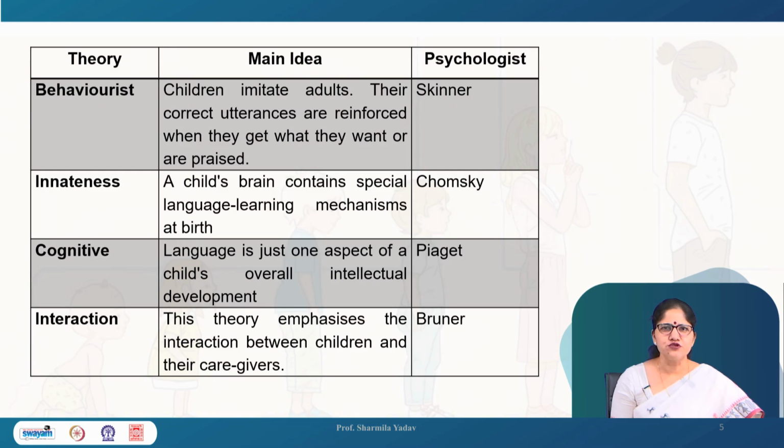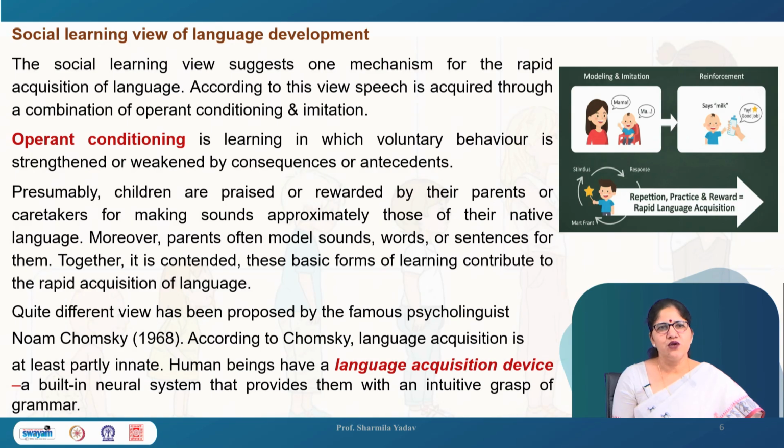Innateness was proposed by Chomsky, and he said a child's brain contains special language learning mechanisms at the time of birth. Cognitive theorists said language is just one aspect of a child's overall intellectual development, and Piaget proposed this theory. Interactionist Bruner, this theory emphasizes the interaction between children and their caregivers. So let's see in details one by one.